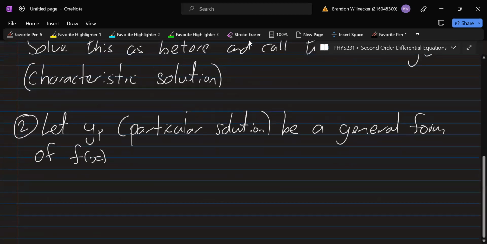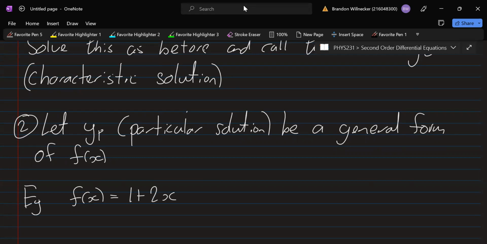What do we mean by a general form? The best way to understand that is to look at some examples. If f of x is equal to 1 plus 2x, in other words, just a linear function, then yp will take the form a plus bx, where a and b are unknown.